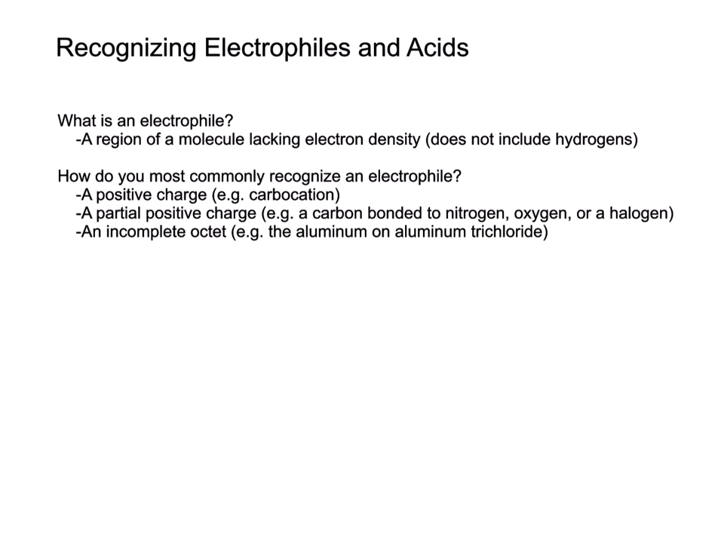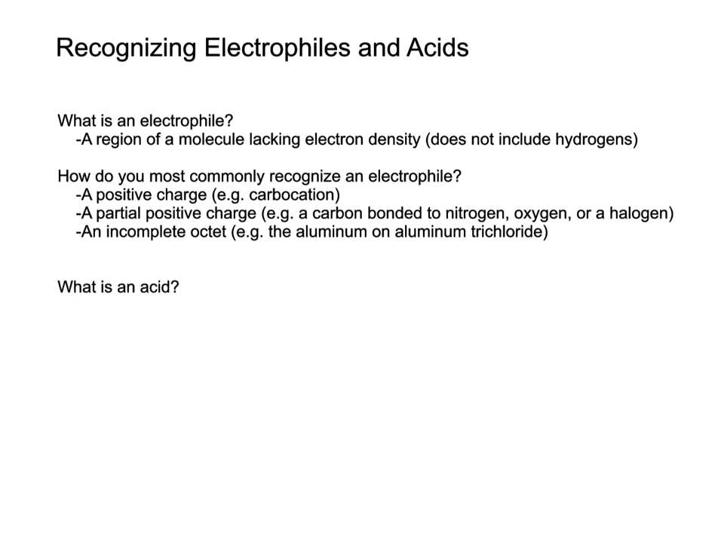Last, we are looking for an incomplete octet. An incomplete octet is an atom that doesn't have a full set of 8 valence electrons when you consider all its bonds and lone pairs. For example, the aluminum on aluminum trichloride, which is AlCl3, the aluminum only has 3 bonds. It doesn't have any lone pairs, however, so it only ends up having 6 valence electrons. That means it has an incomplete octet, which makes it an electrophile.